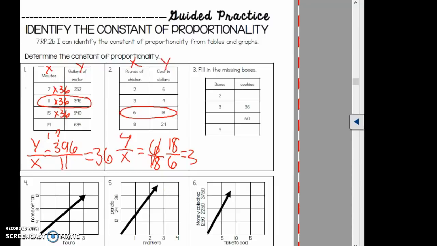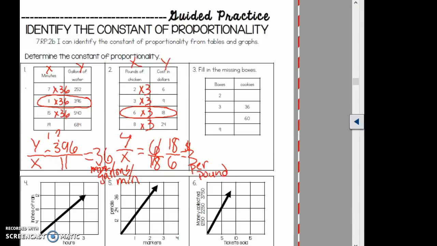And we can check our work because we know that every time we buy chicken, it's times 3. So it must be $3 per pound of chicken. I'm going to say per pound. If we label it, things make much more sense. This back here was 36 minutes. Oh, 36 gallons, sorry, gallons per minute.